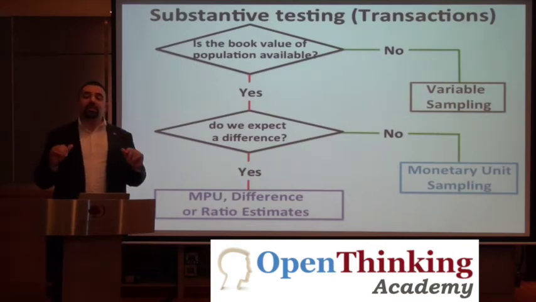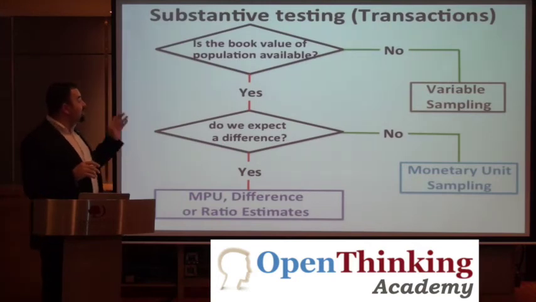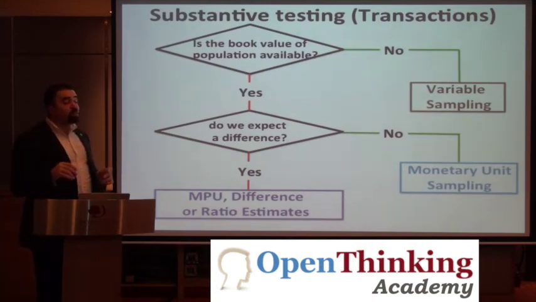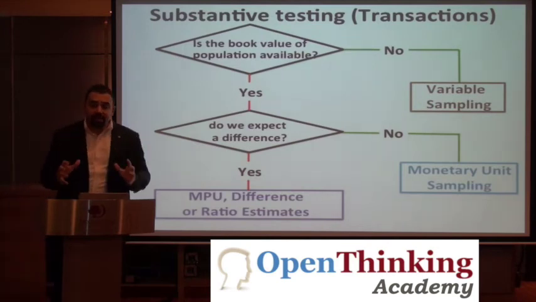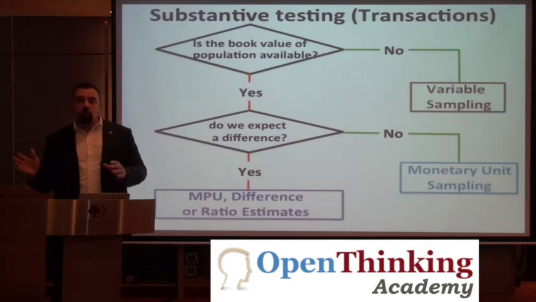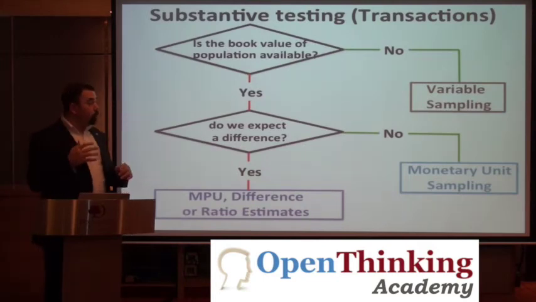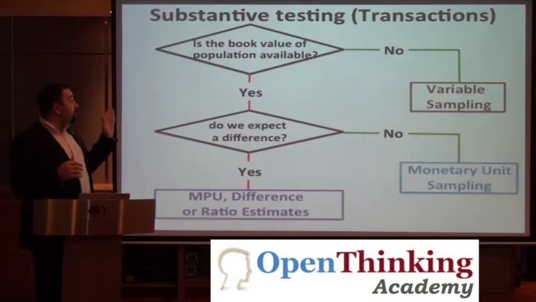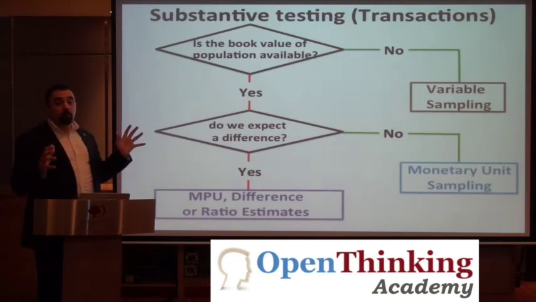Do we know the total sales? Sometimes we have all the sales orders, but do we know the total sales? If the answer is no, we don't, we go and use variable sampling. So we are going to test the invoices to ensure they are as they should be. They are not more, they are not less than they should be. We do variable testing.